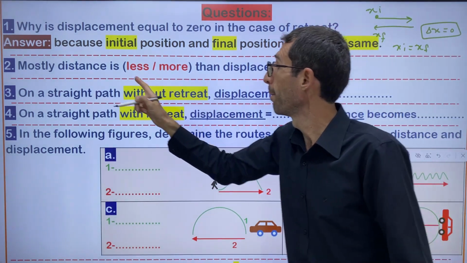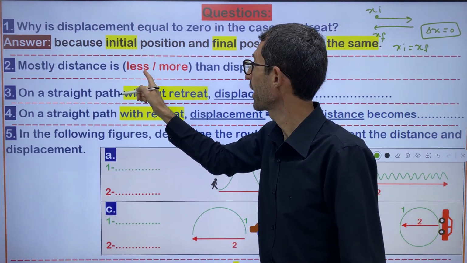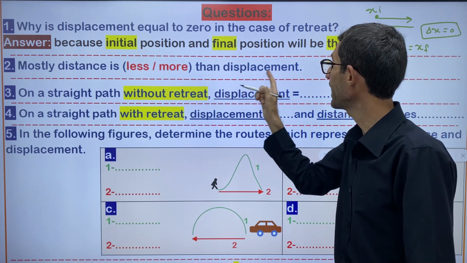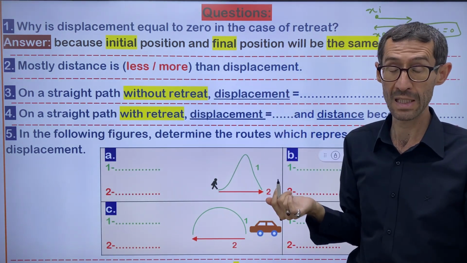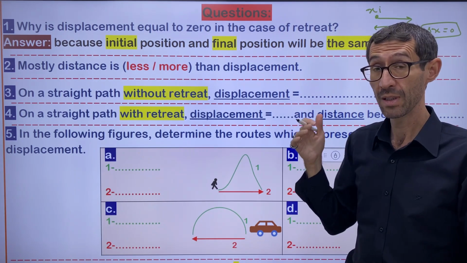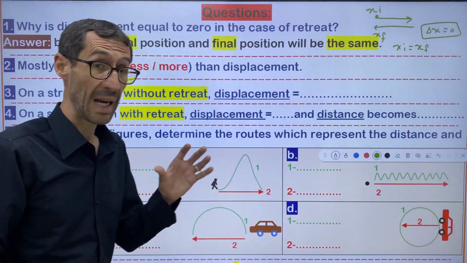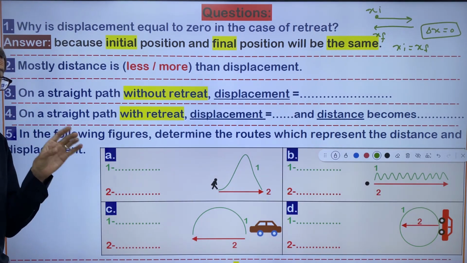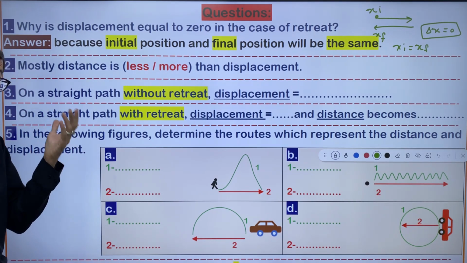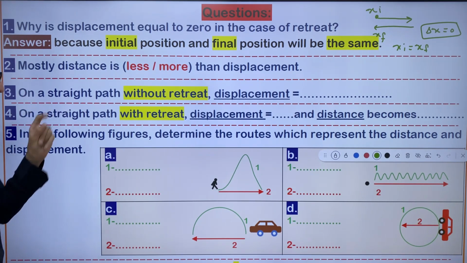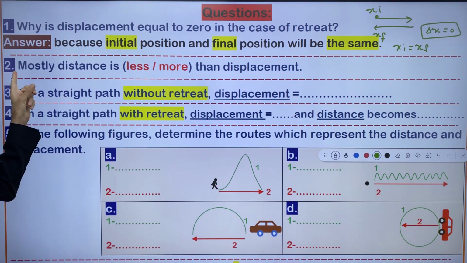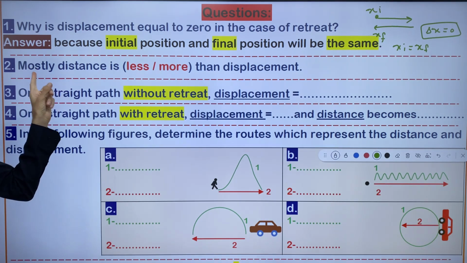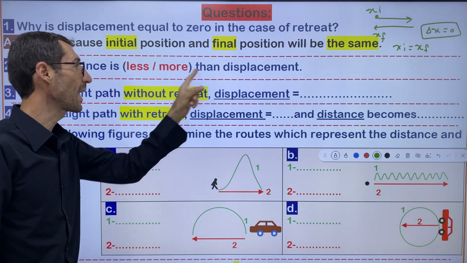Question number two. Is distance mostly less or more than displacement? So there are two options here. Think about it. It's a nice question. It's a very accurate question. If you didn't understand the previous properties, you cannot answer this one. Often, distance is less or more than displacement.